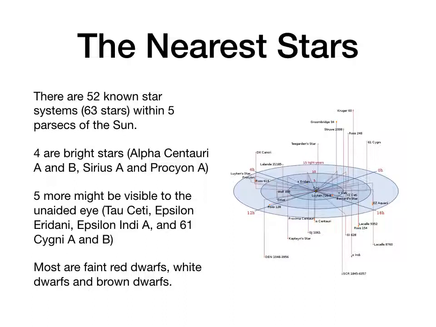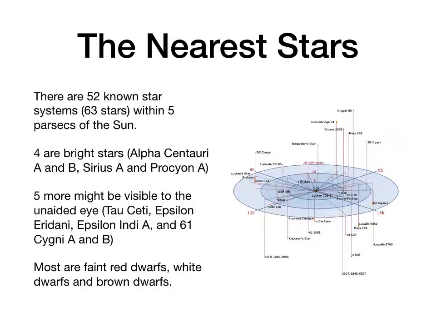So within 5 parsecs of the sun, there's a little over 50 star systems, which make up 63 stars. Stars can orbit one another. Our sun is a singleton, but our nearest neighbor, the Alpha Centauri system, is a triple. Of those 63 stars, 4 are bright stars. They are very easily seen with the naked eye. One of them is Sirius A, which is the brightest star in the night sky. We also have Procyon A. Both of those are visible right now. And again, Alpha Centauri A and B, which are only visible in the southern hemisphere.